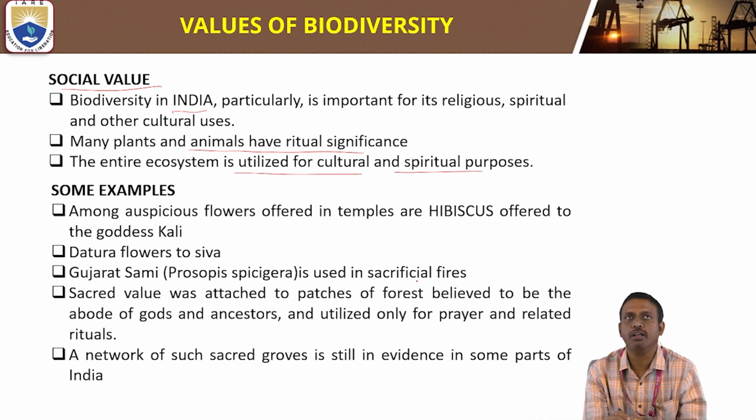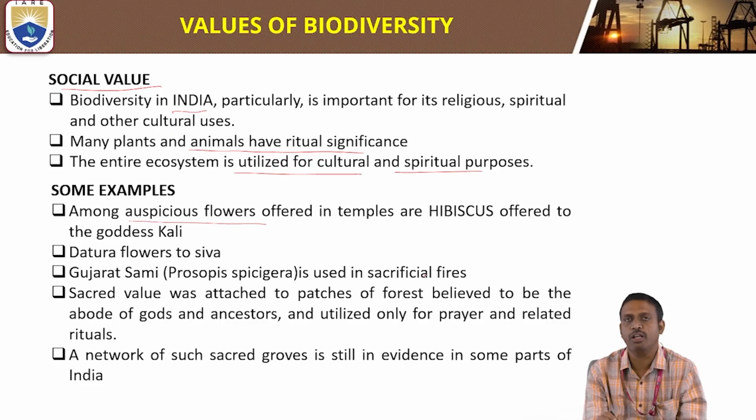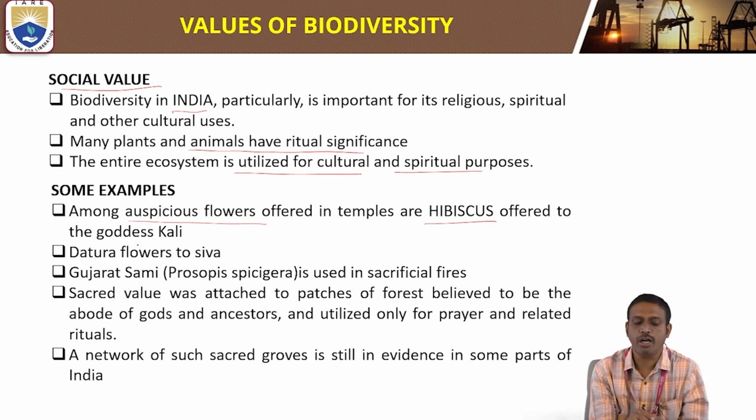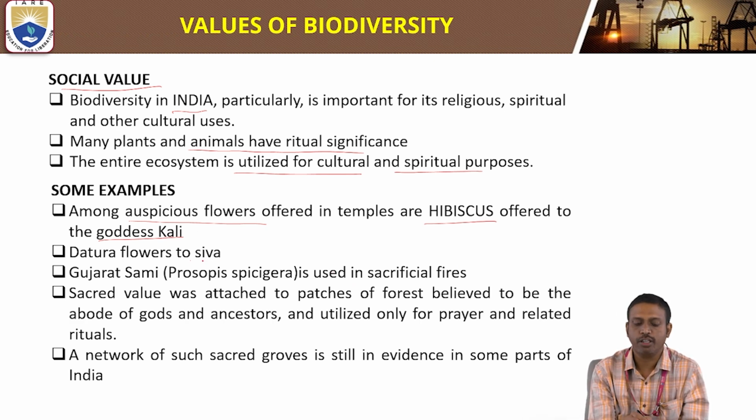Some examples of the social value are auspicious flowers offered in temples. Hibiscus flower is offered to the goddess Kali, Datura flower to Shiva, and Gujarati Sami is used in sacrificial fires.